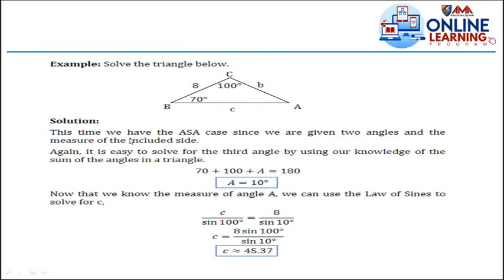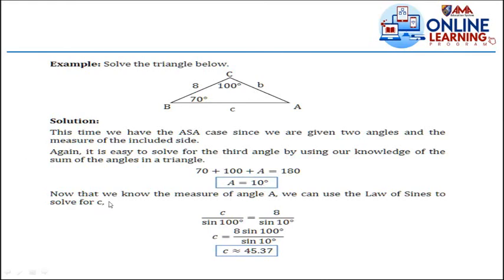This time we have the ASA, angle-side-angle case, since you are given two angles and the measure of the included side. Again, it is easy to solve for the third angle by using our knowledge of the sum of the angles in a triangle. Angle B plus angle C plus angle A is equal to 180 degrees. So with that, angle A is equal to 10 degrees.